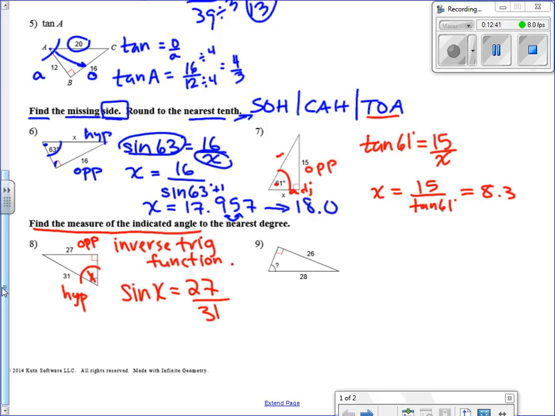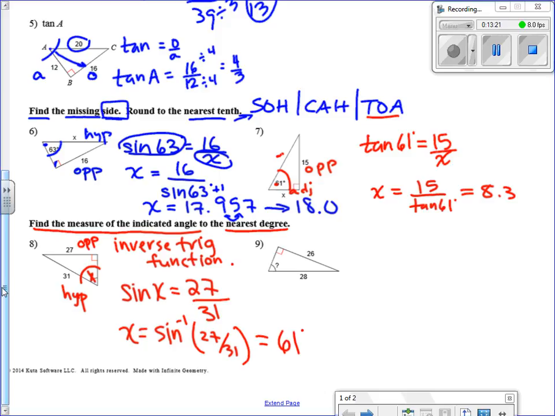And so since I'm looking for the missing angle, you know that because the unknown is on the left-hand side of the equal sign, it's going to become x equals the inverse sine. So you're going to use that second key of 27 over 31. So I'm going to go second sine 27 divided by 31, and I end up with 60.57, which for angles we usually round to the nearest whole number, so that would be 61 degrees.